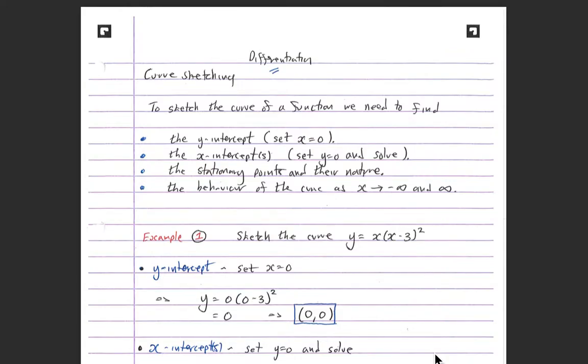This is a short video just to look at one of the key techniques in the differentiation topic in Higher mathematics. That technique is sketching curves. When curve sketching, there are four things that we need to find.